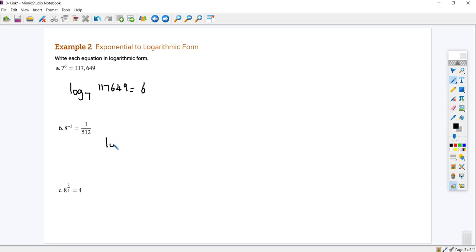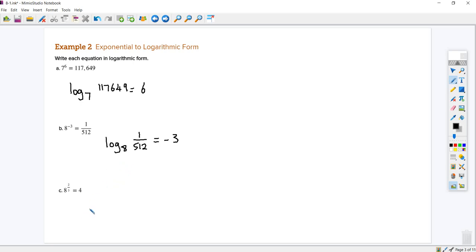Same here, write the log. 8 is the base. The base never changes, it is fixed all the time, but the other two numbers, -3 and 1/512, they will just switch. We will have a 1/512 here, and the -3 is outside. Doesn't matter, you can have fractions, negatives, any kind of numbers most of the time. It's not the point. The point is writing the numbers in the correct spot.